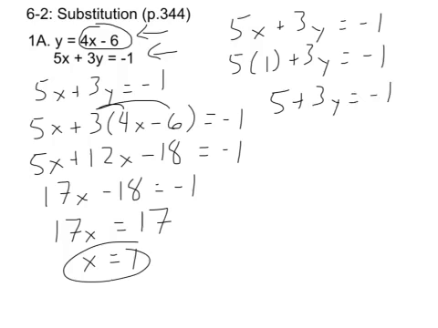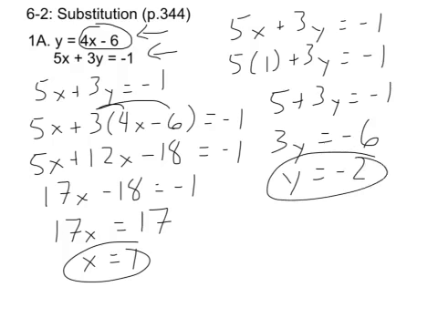I need to subtract this 5, so I subtract 5 from both sides to get 3y on this side equals negative 1 minus 5, which is negative 6. Then I divide by 3 to get y by itself. y equals negative 6 divided by 3 is negative 2. So x is 1, y is negative 2, and I write it as an ordered pair. My answer is 1, comma, negative 2.